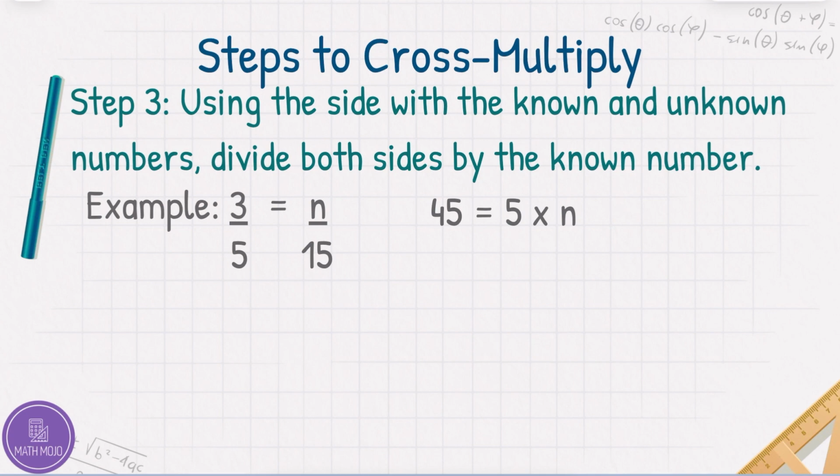Now moving on, step 3, using the side with the known and unknown numbers, so this side right over here, we're going to divide both sides by the known number. So we're going to take this 5 and we're going to divide both sides by it. So we're going to put a 5 in the denominator and we're going to divide by 5 over here. So on this side, the 5's cancel out and we're just left with n. And 45 divided by 5 gives us 9. So therefore our final answer is 9.